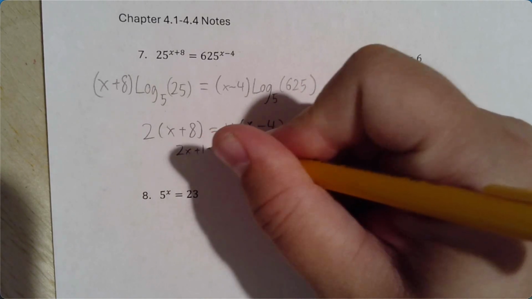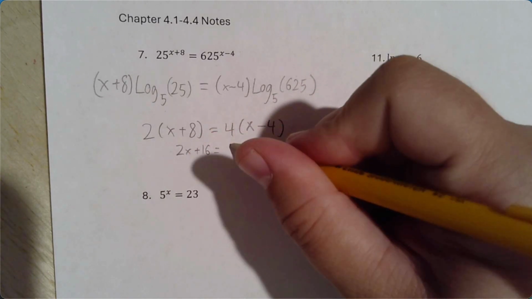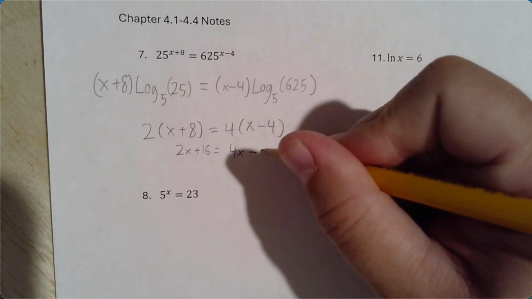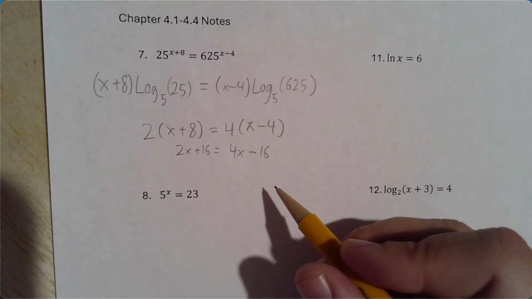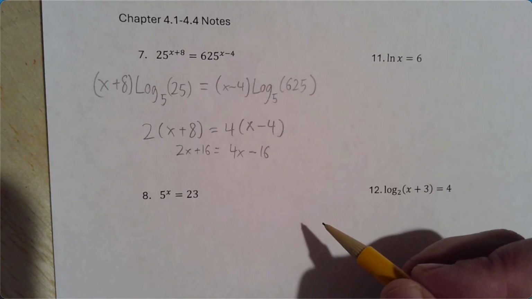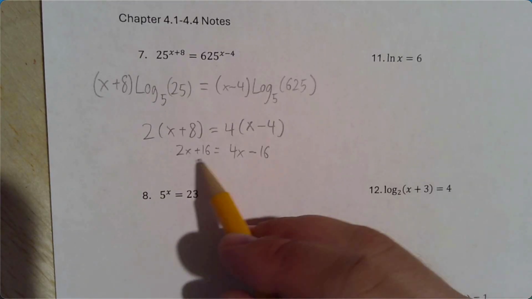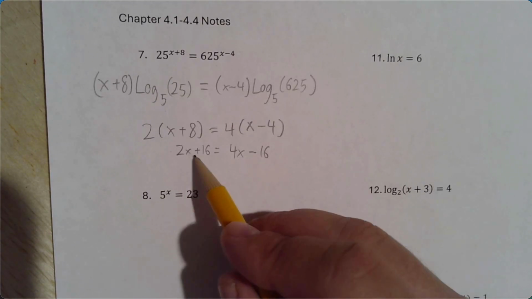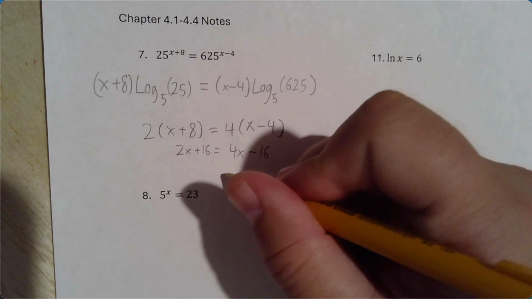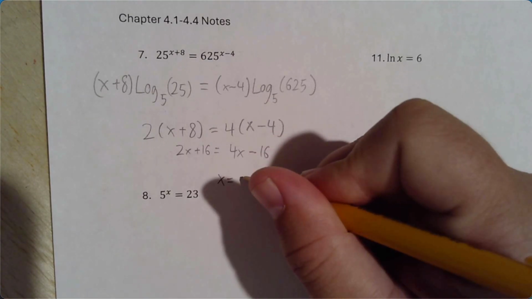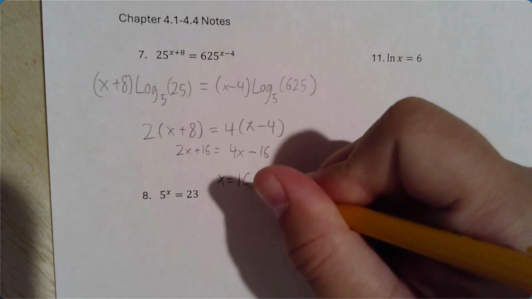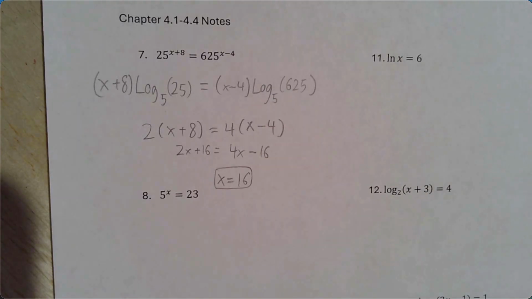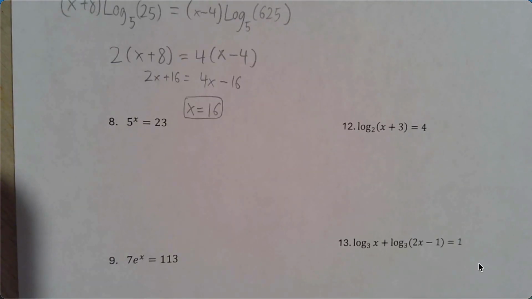That's 2x plus 16 equals 4x minus 16. And for the sake of time and space, I'm going to cut to the answer. I'm going to subtract, and that'd be 2x. I'm going to add, that'd be 32. And then I would have to divide, and I believe I would get 16. And now I'm going to double check. All right, and I did turn out to be correct.